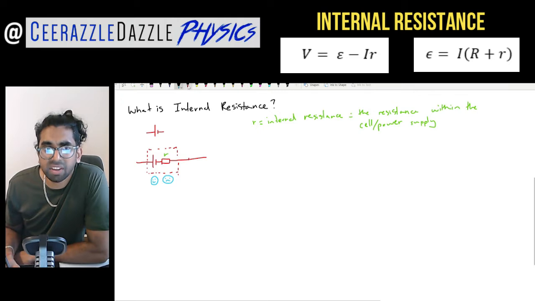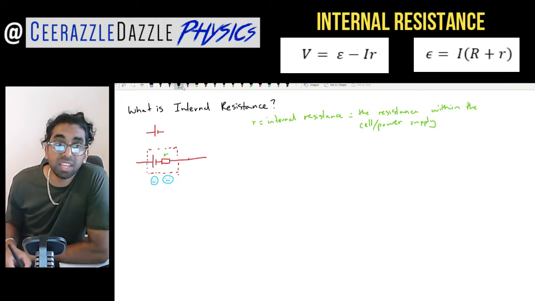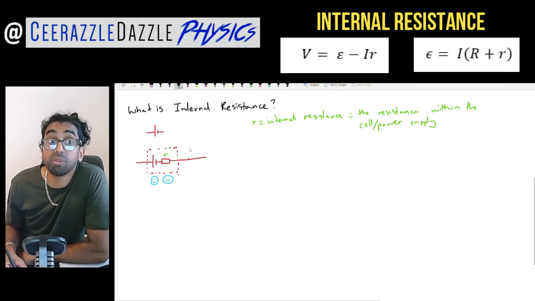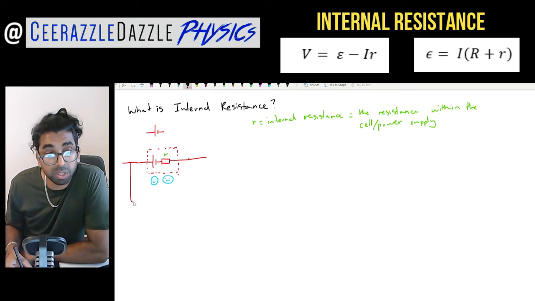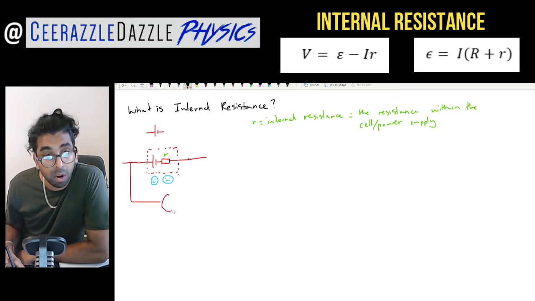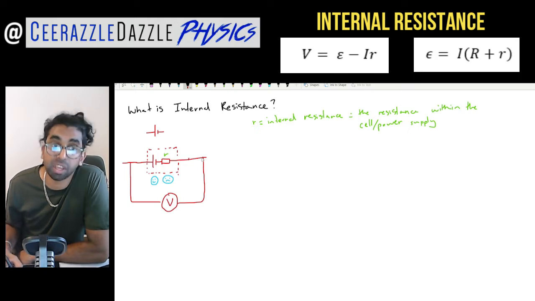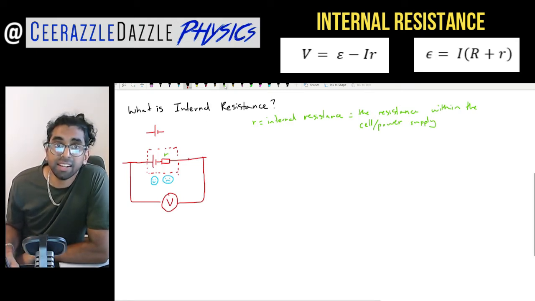You're probably thinking, why have I done this? Because we're going to try and get an expression for this whole thing over here. Let's just say I was to put a voltmeter around the whole thing. Okay, right, so we can get an expression now.